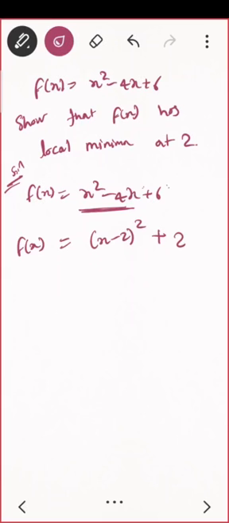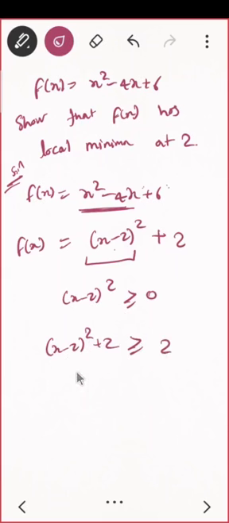I'm just using basic calculus. Now you see that this part is always positive. Do you agree or not? This is x minus 2 the whole square. This is always positive. But if you add 2 on both sides, that is x minus 2 the whole square plus 2, that is greater than or equal to 2. But this thing is your f of x, and this thing is your f of 2. So what can you say?